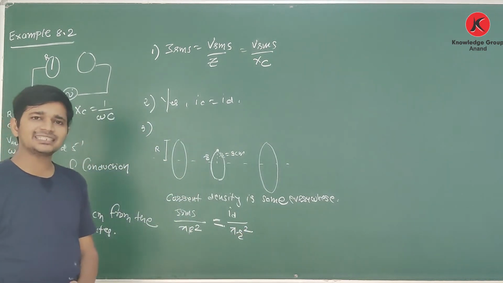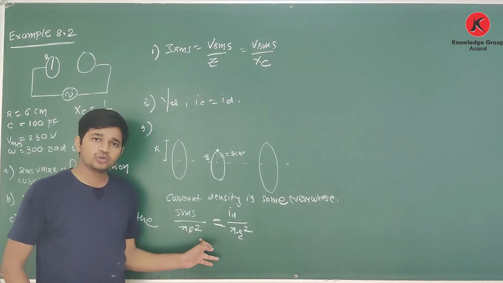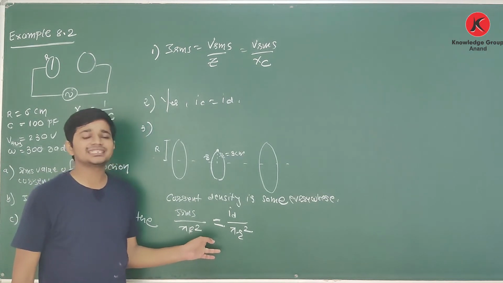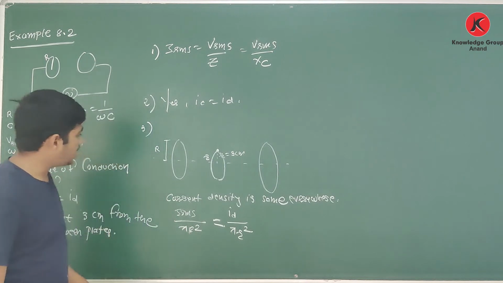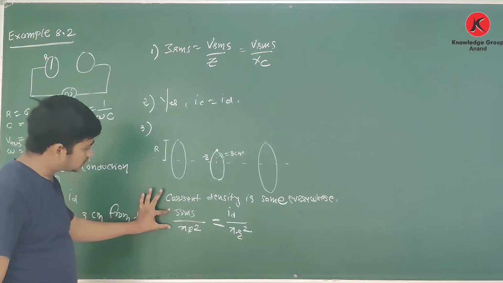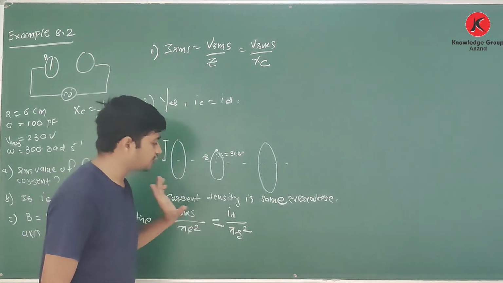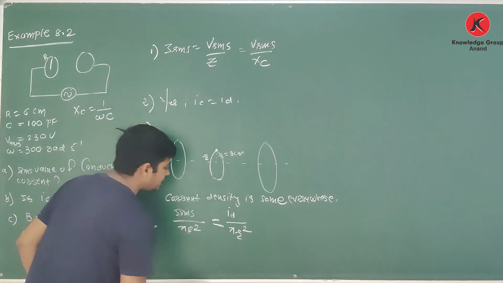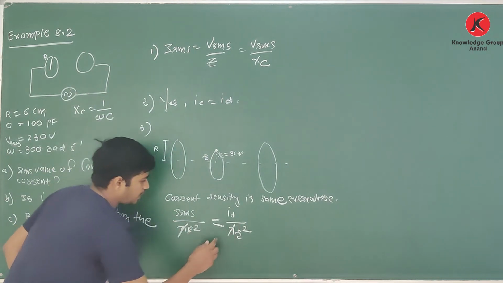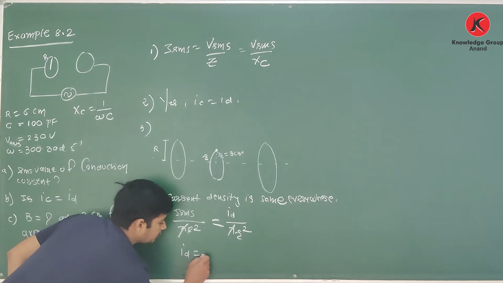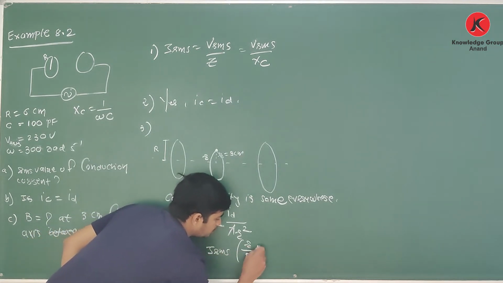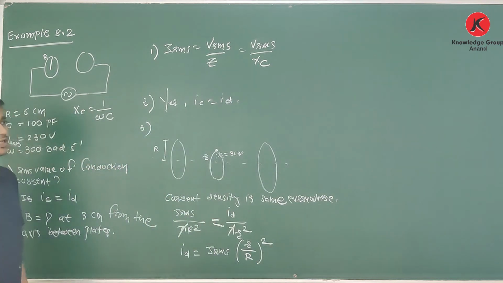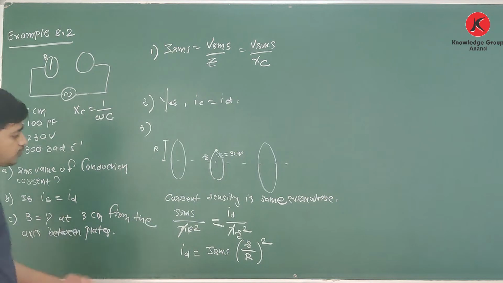Do you understand this equation? Current density J is equal to I upon A. So for this whole disk, and for this small loop, just make I_D the subject. So I_D is equal to I_RMS r square upon R square. Simple. Any doubt? So this is the displacement current.